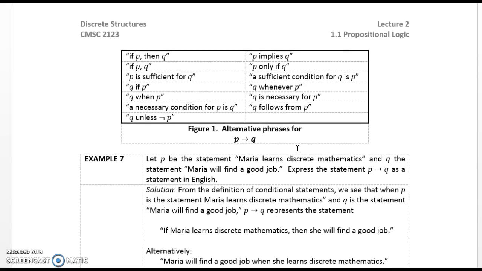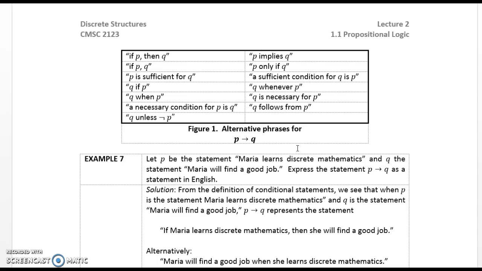We have different ways of saying P implies Q in the English language. We'll have to be careful when reading English language statements that need to be translated to make sure that we have the order of P and Q correct. In figure 1, you can see alternative phrases for P implies Q. They are: if P, then Q; if P, Q; P is sufficient for Q; Q if P.